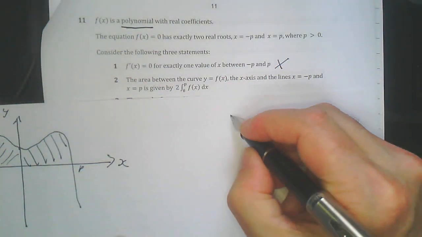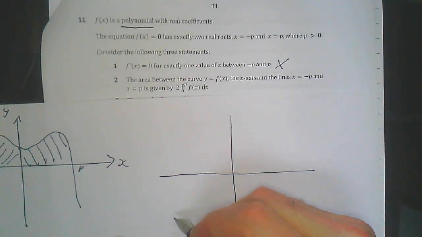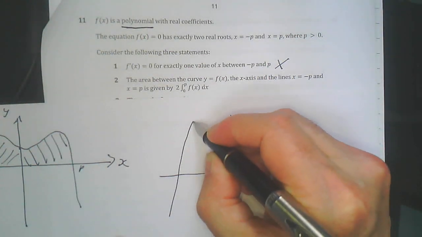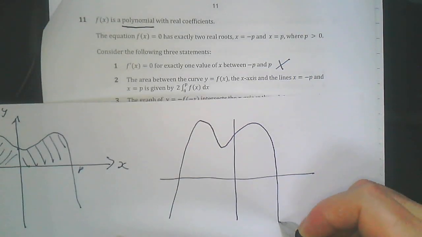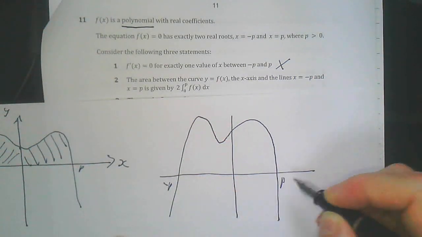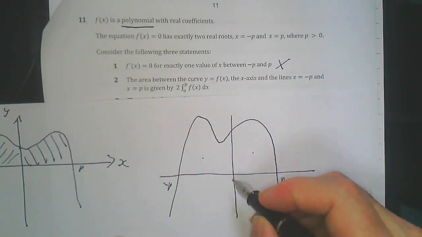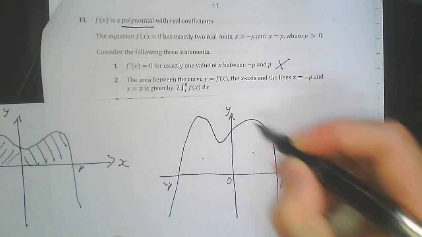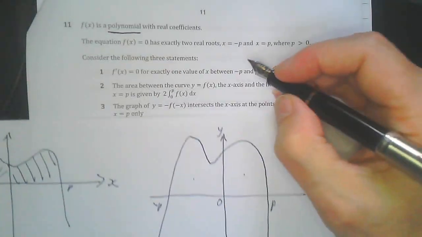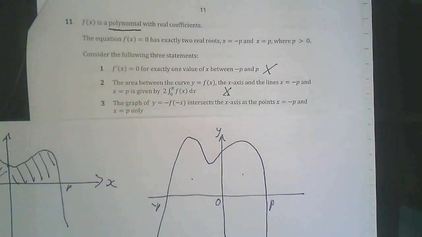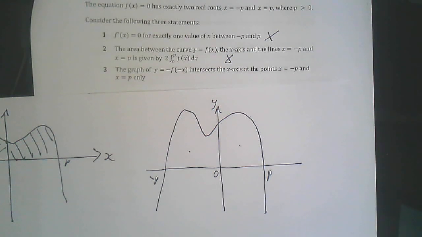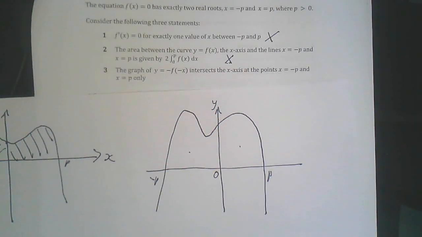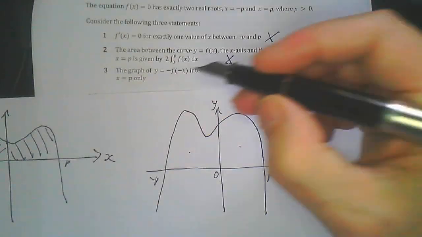You could have something else where the area is not symmetric, where it goes up high like this, down like this, and then up like this, maybe, and then down like this. Something where the areas are clearly different from one side to the other side of the y-axis. So there's absolutely no reason why that would be a condition either. And then for 3, it talks about the graph of y equals minus f of minus x intersecting the x-axis at the points x equals minus p and p only.